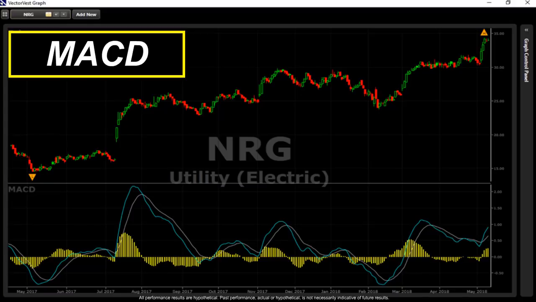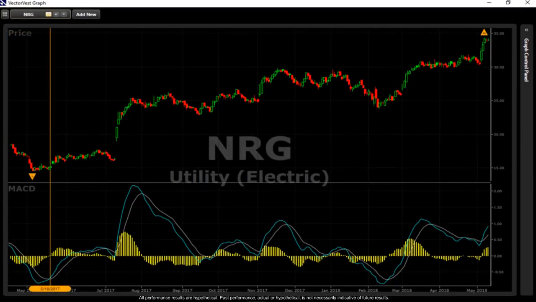Now, it's not important to get caught up in the calculation or the formula of the MACD. If you want to Google MACD, you'll get everything you need to know in terms of how it's calculated and the formula for it. What's important is to discuss how to use it. Okay, so let's take a look at an example. Here we see a graph of NRG. I've added MACD to the bottom of the chart. Let me just make sure you guys can see my mouse. You can now.